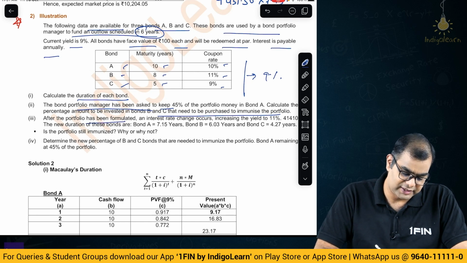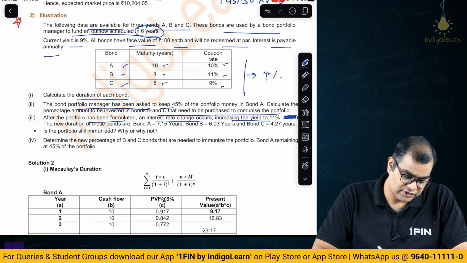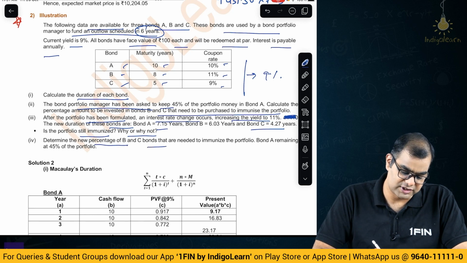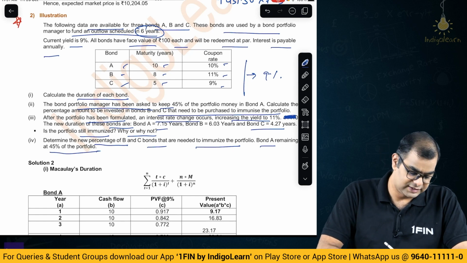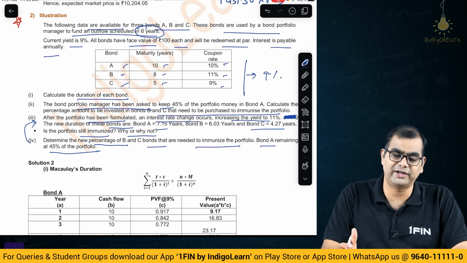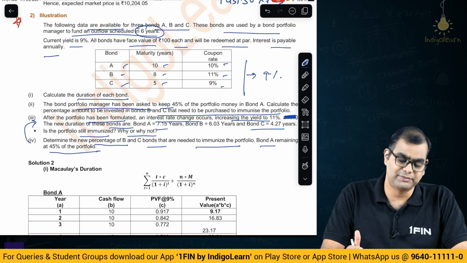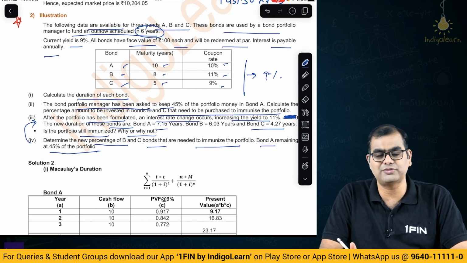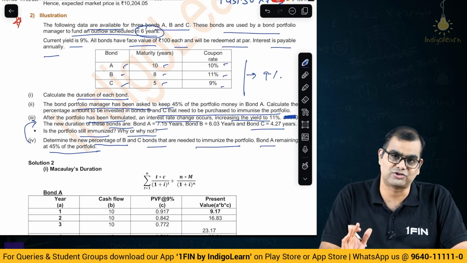After the portfolio has been formulated, an interest rate change occurs, increasing the yield to 11%. The new durations of these bonds are: bond A is 7.15, bond B is 6.03 and bond C is 4.27. Is the portfolio still immunized? Why or why not? Determine the new percentage of B and C bonds that are needed to immunize the portfolio, with bond A remaining 45% of the portfolio. So first find out the durations. For those durations, find out the ratios in which bonds B and C have to be there, so that the average duration is 6. Then there is a change in durations because of the change in interest rate. So now find the revised ratios. That is what it is.